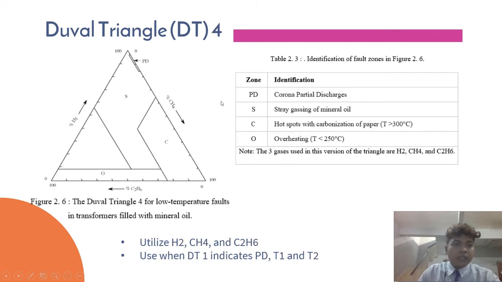Now we go to the DT4. In DT4 we utilize the gases H2, CH4 and C2H6. So when to use this DT4? DT4 is used when DT1 indicates PD, T1 and T2. Then we can use DT4. If not, just use DT1. Same as previous, we can see the table for the identification of fault zone for the triangle.